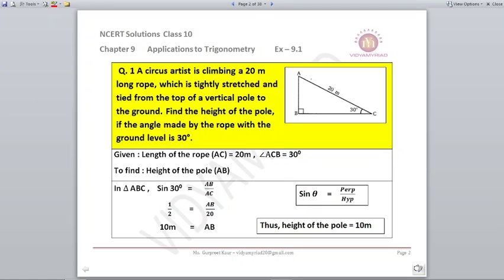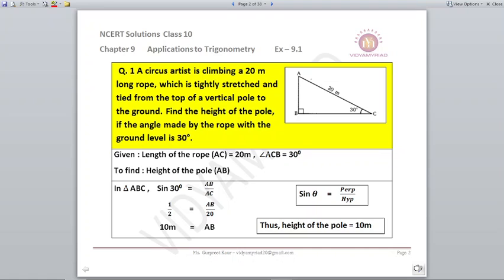Now here if you look at the figure, you will see that AC is the length of the rope where the circus artist is climbing, and it is given to us as 20 meters. Now AB is the height of the pole where that rope is tied, and the angle formed is 30 degrees, and you see that it becomes a right angle triangle. One angle is given to us, hypotenuse is given to us, we have to find AB.